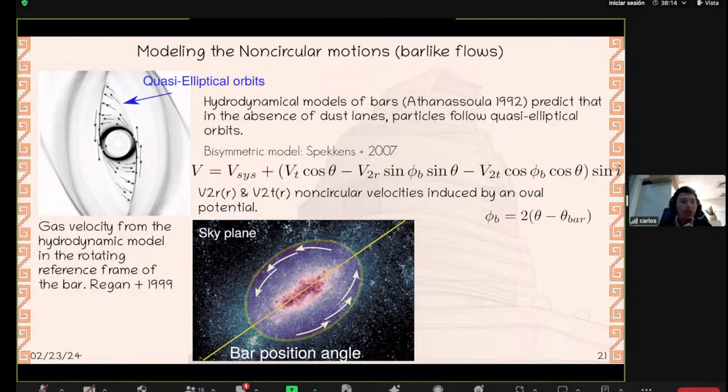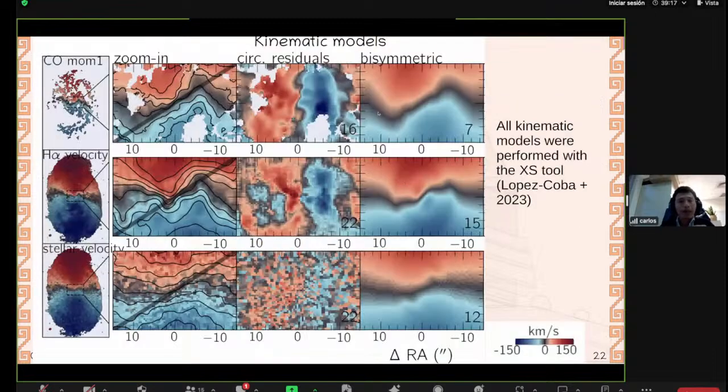So here on the left, I show you a cartoon of the gas velocity field in a barred galaxy. The velocity field in bars can be quite complex, and hydrodynamical models predict that in the absence of bar dust lanes, the particles should follow quasi-elliptical orbits. And for these orbits, the bisymmetric model is a good model for recovering the tangential and the radial velocities. So as you observe in this equation, the bisymmetric model contains the circular rotation traced with V_t and two non-circular components, V_2r and V_2t. And the non-circular velocities depend on the position angle of the bar on the galaxy plane. So this model successfully described the observed velocity field in this galaxy.